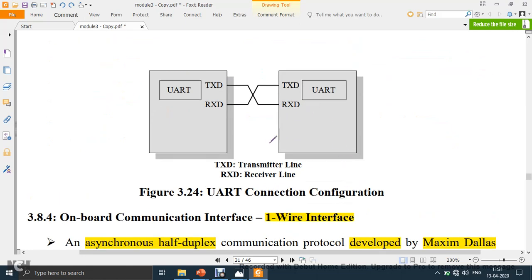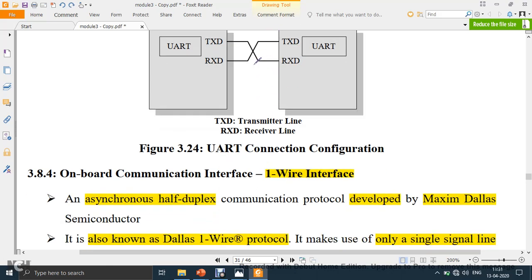So this is the arrangement of UART. You can see there are only two pins, TXD and RXD. Both are UART devices, but here the connections are cross-coupled. Can you see this? The TXD pin of this device is connected to the RXD pin of this, and the TXD pin of the second device is connected to the RXD pin of the first device. So they are cross-coupled connections. You have to remember this.